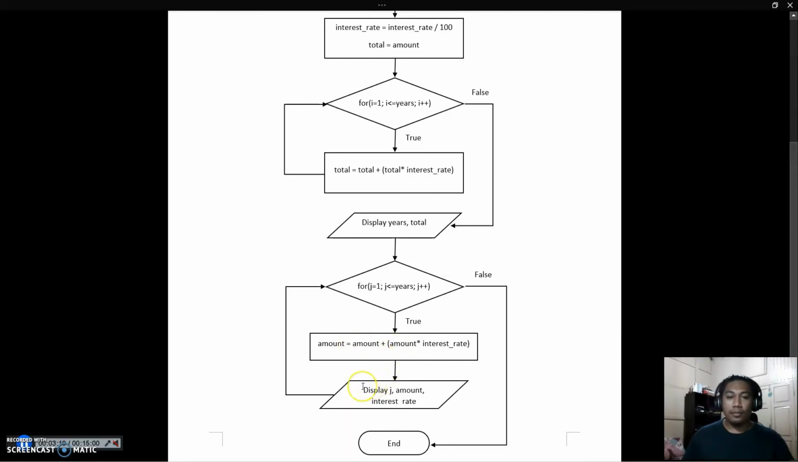So for every loop, the amount of money will be displayed. So, J, and also the interest rate is displayed from this loop. And also after the condition is not satisfied, the program will end.